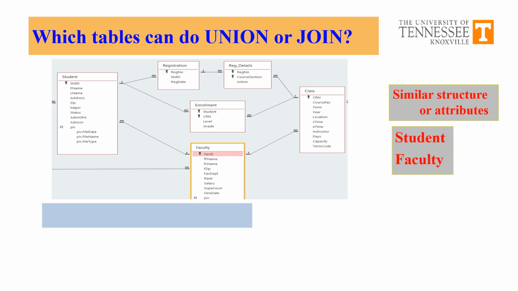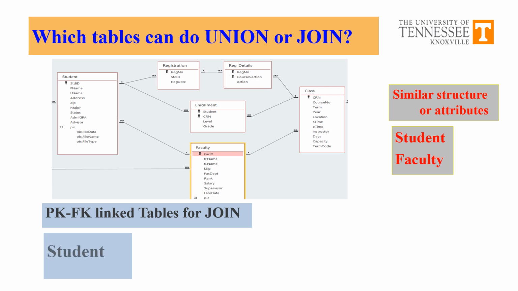What we can do is select first name, last name, address from the student table, and then union select first name, last name, and address from faculty. In this way, you can combine the data from the student table and the faculty table.